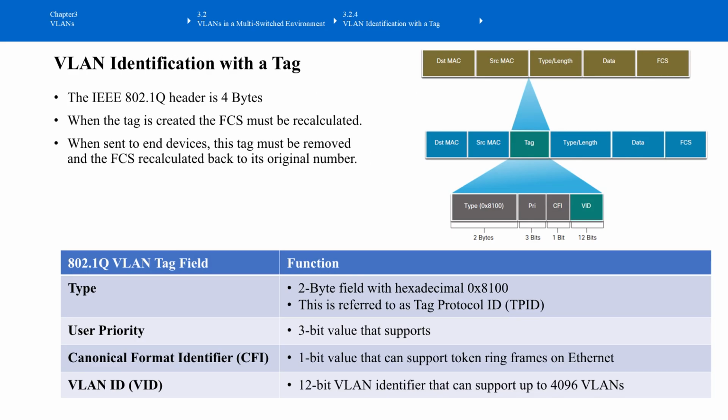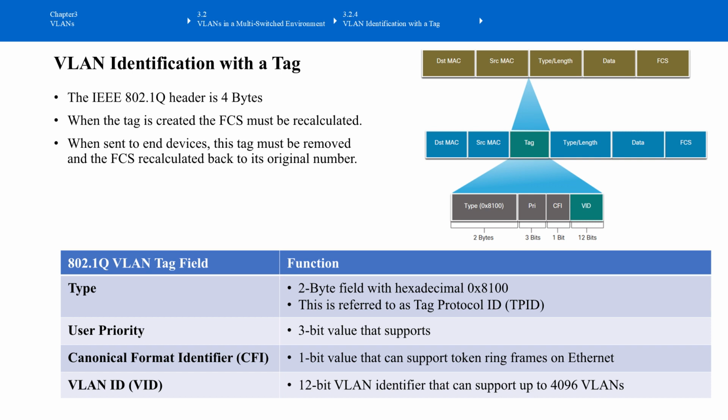VLAN identification with a tag. Tag is a key feature for VLAN. With the tag, we know which packets belong to which VLAN, where the tag is just an indicator showing the VLAN number. For example, if the packets belong to VLAN 3, the tag will be 3. The IEEE 802.1Q header is 4 bytes. When the tag is created, the FCS must be recalculated. When sent to the end devices, this tag must be removed and the FCS recalculated back to its original number.